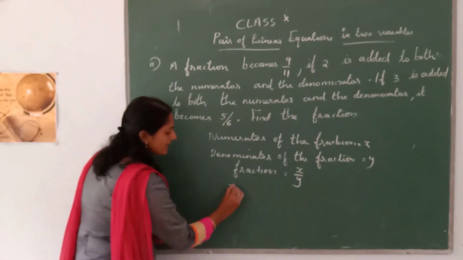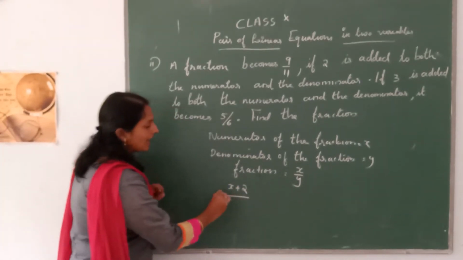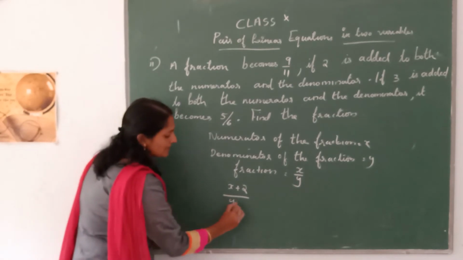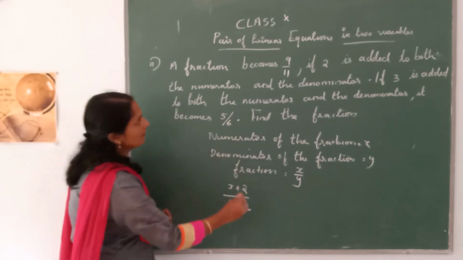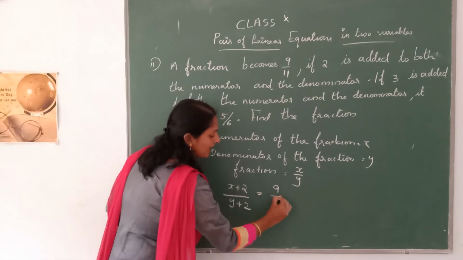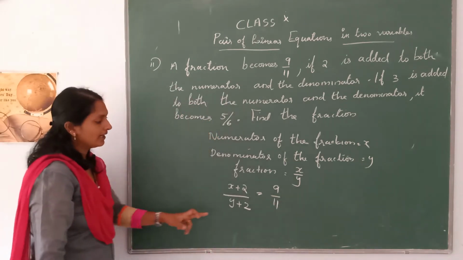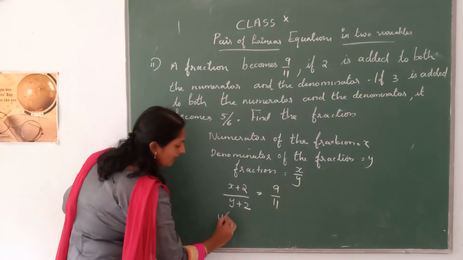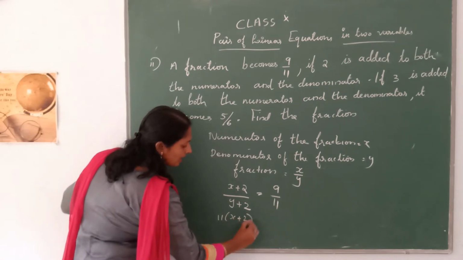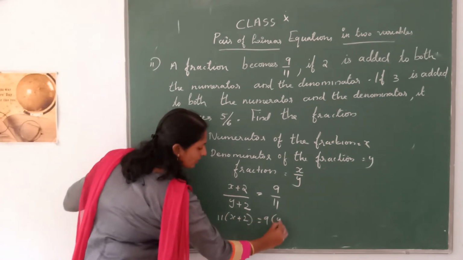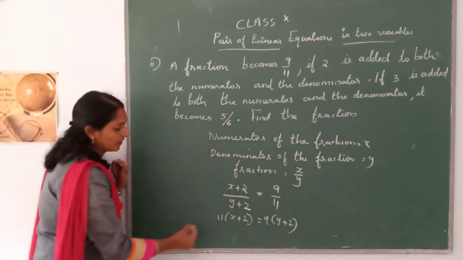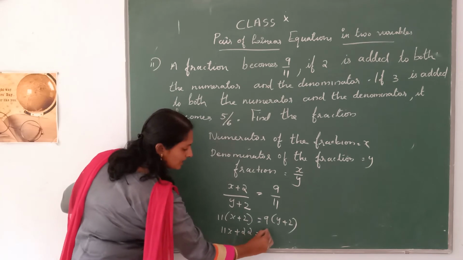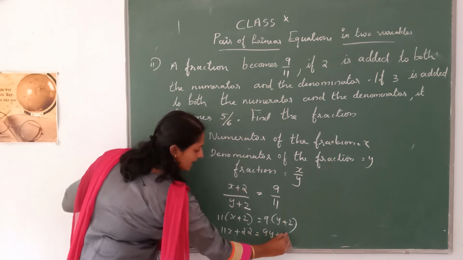that is x plus 2 and y plus 2, that becomes the fraction 9 by 11. Then cross multiplying this, we will get 11 into x plus 2 is equal to 9 into y plus 2, that is 11x plus 22 is equal to 9y plus 18.